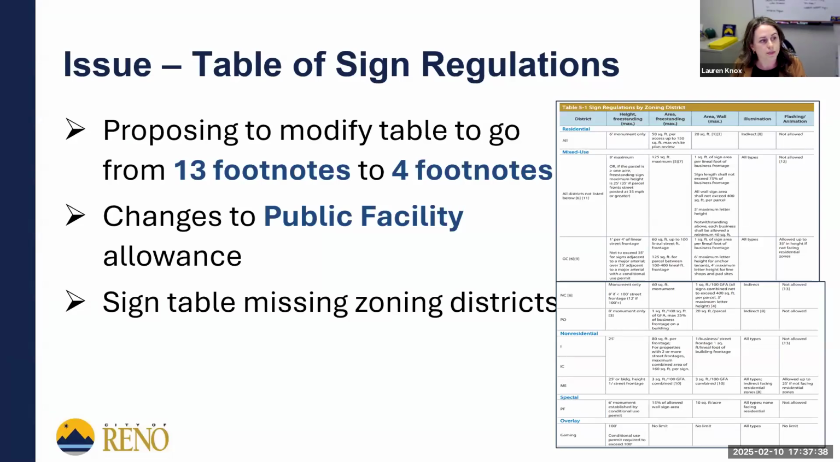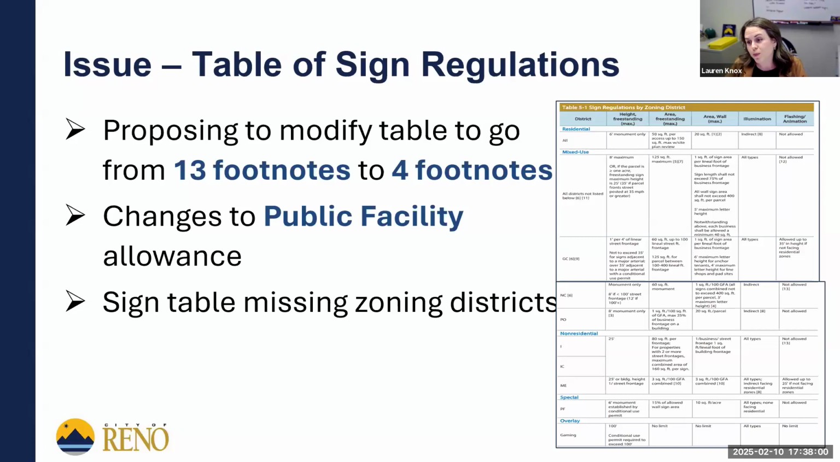There are also some changes to the public facility allowance. We capped the freestanding signs in that zoning district to 6 feet and required a conditional use permit always. And that's not very similar to any of the other zoning districts. So we allowed for a little bit more height, so up to 8 feet, and not having to go through that conditional permit process for a freestanding monument sign.